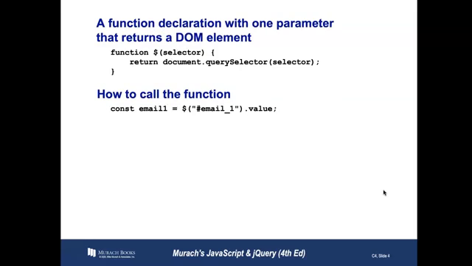Next, we have a function declaration with one parameter that will return a DOM element. In this case, I have a function with the $ selector, and we're returning document.querySelector. And the way I would call this is to use const email1 equals $ email1 value. So if you look, we would return that value. We're going to see this in our source code from this week's materials. So again, just keep an eye out for the $ as a marker for a selector.